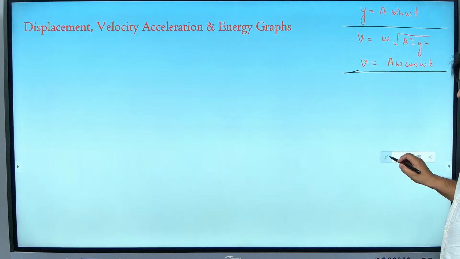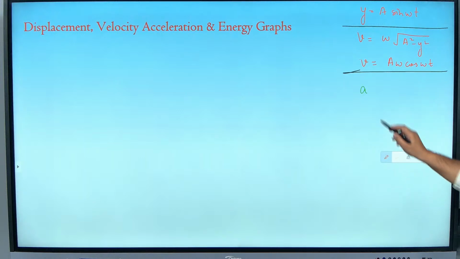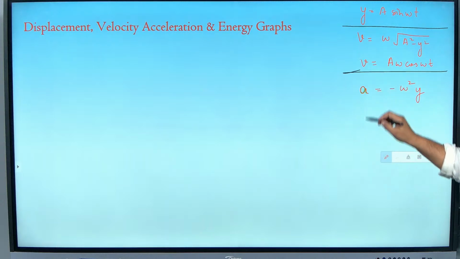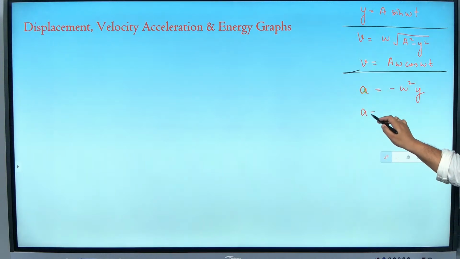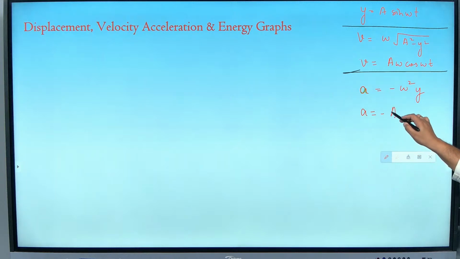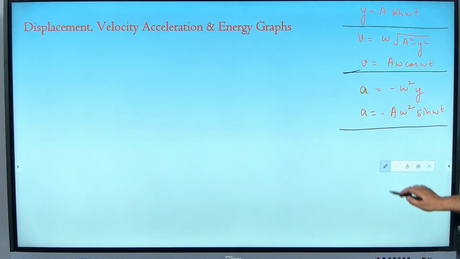Now the equation of acceleration. Acceleration is equal to minus omega square y, and what is the other equation? Minus omega square, then we substitute y as a sin omega t: minus a omega square sine omega t. Good. I am not saying you are wrong. Next is kinetic energy, potential energy, total energy.